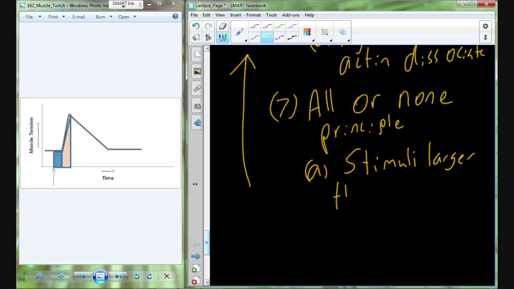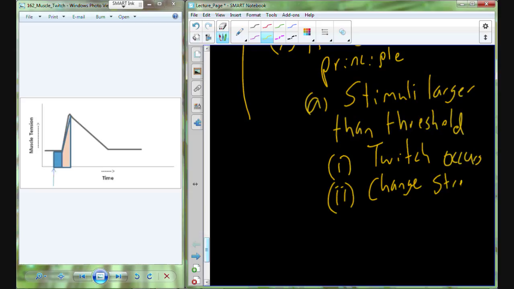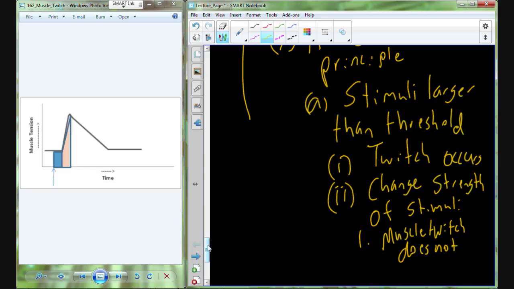So as long as the stimulus is larger than threshold, the twitch is going to occur. By the way, if it's not larger than threshold, what's the curve going to look like? Just a flat line. If we change the strength of that stimulus, we are not going to change the muscle twitch characteristics. So the muscle twitch does not change.